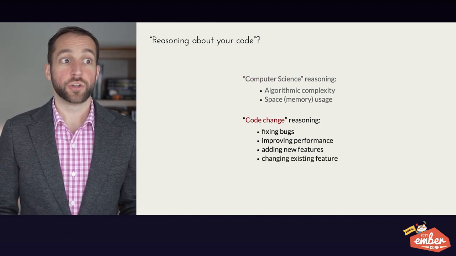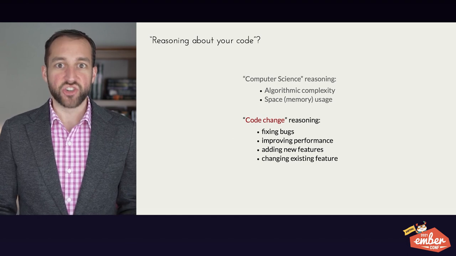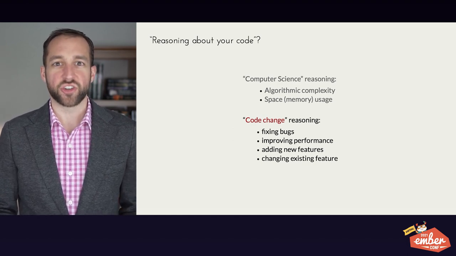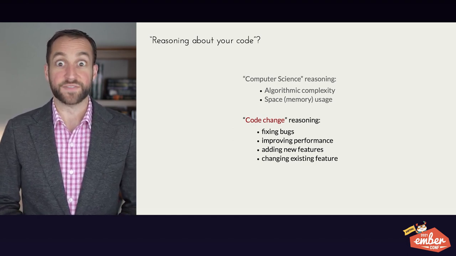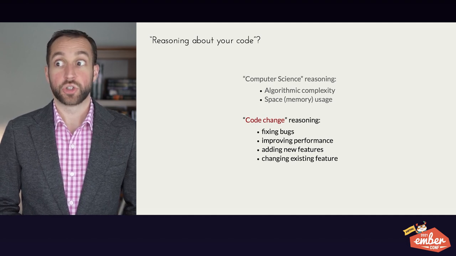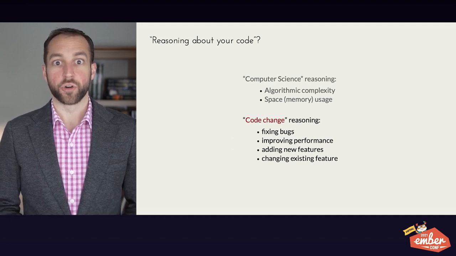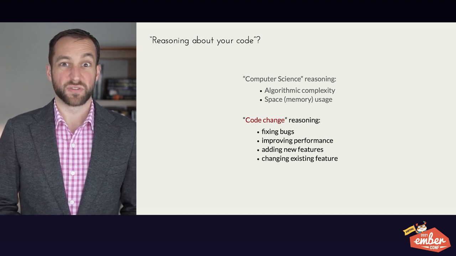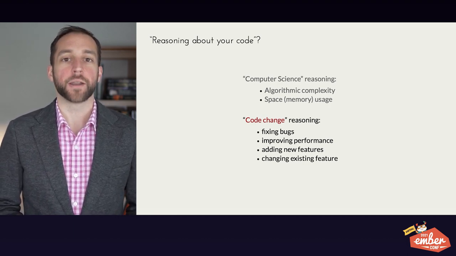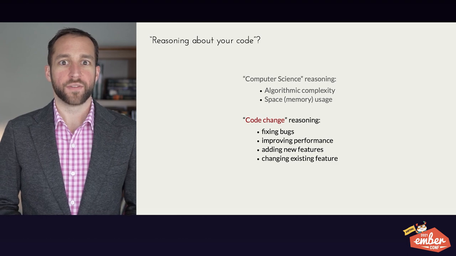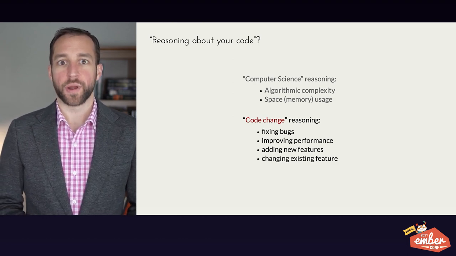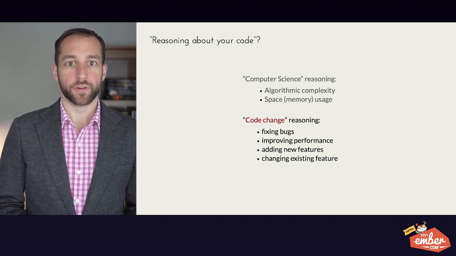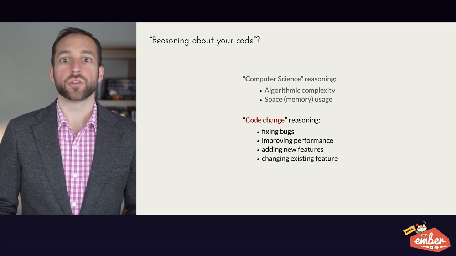We also want to be able to reason about things like changing our code. What code do I have to change and where in my program to fix a bug? Or to improve the performance of my program, whether that's along computer science reasoning terms or along terms of cache locality or things like that. Where do I have to go if I want to add a new feature to my program or remove a feature from my program? What do I have to change?